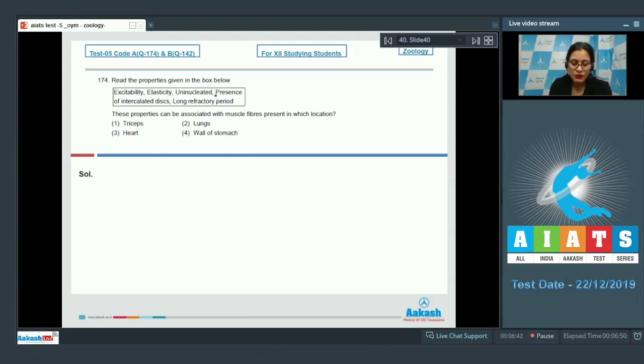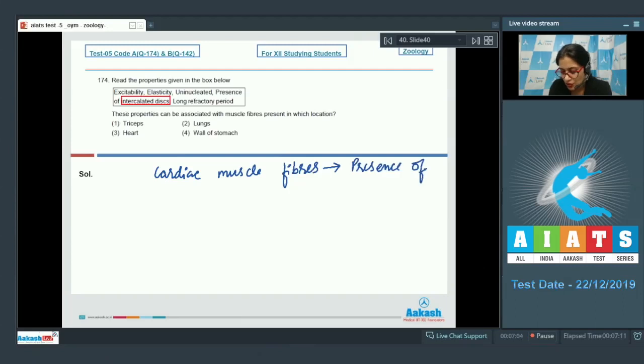Now the property, which is presence of intercalated disc, is a unique feature of cardiac muscle fibers. They show the presence of intercalated discs, and these cardiac muscle fibers are present in heart. So the correct answer to this question is option number 3. Let's discuss rest of the options.